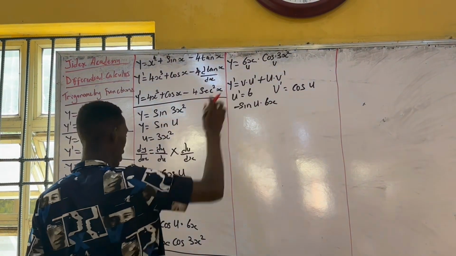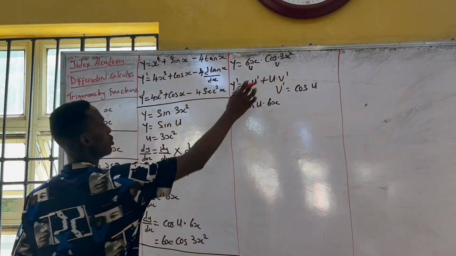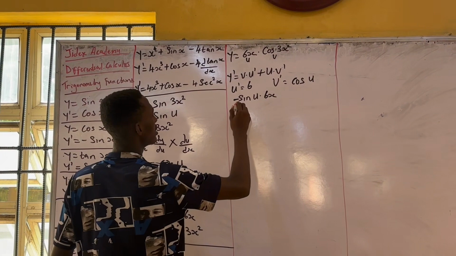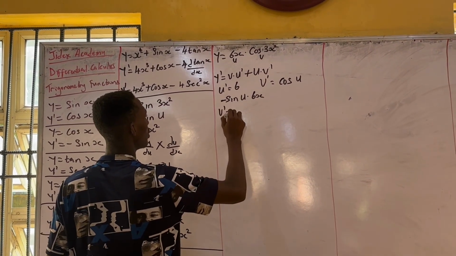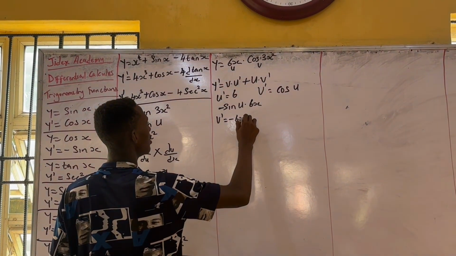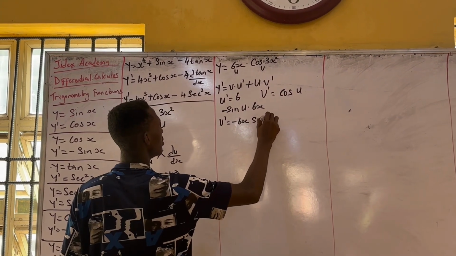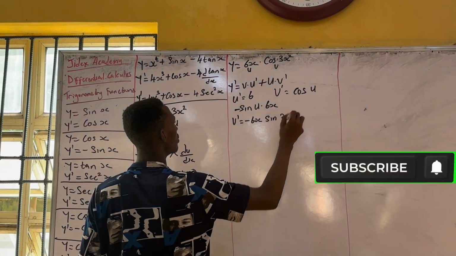Applying the rule that we applied here is what we'll be applying for this too. So therefore, our v derivative is equal to what? Minus 6x sine 3x to the power of 2.